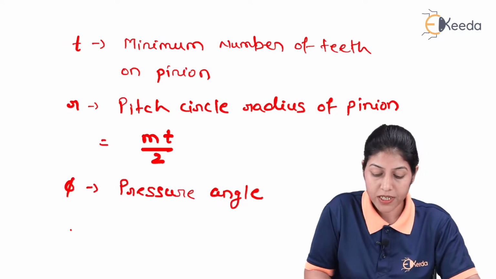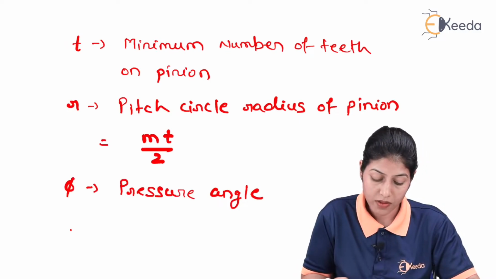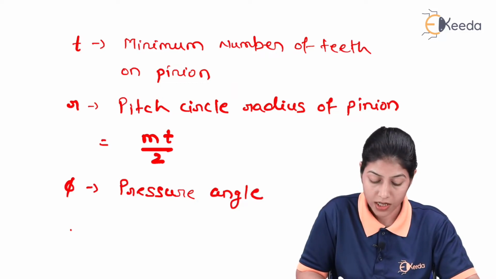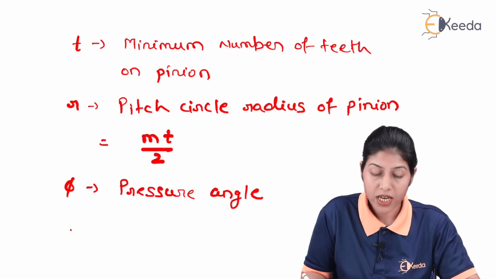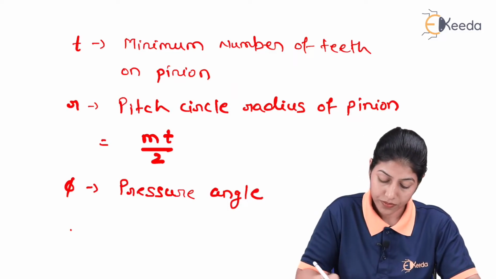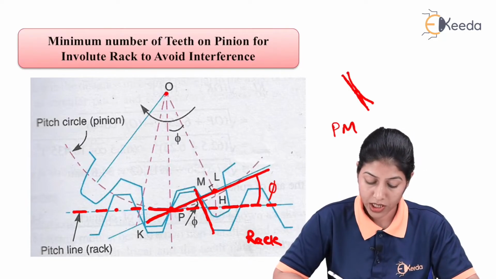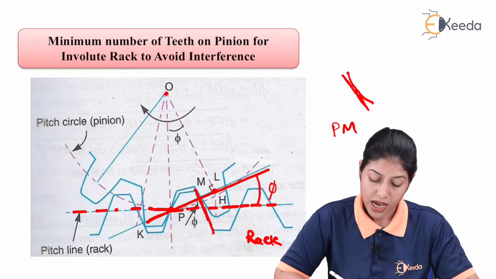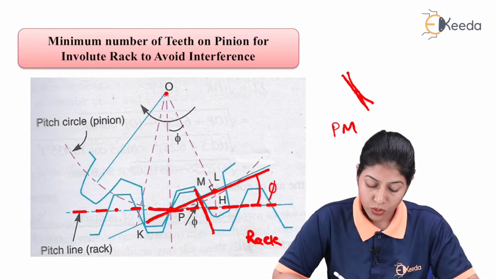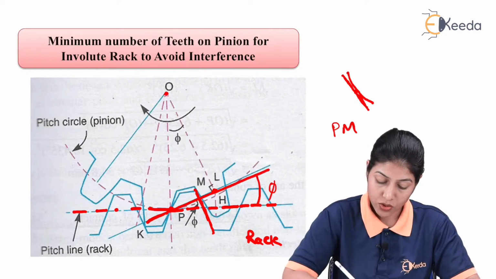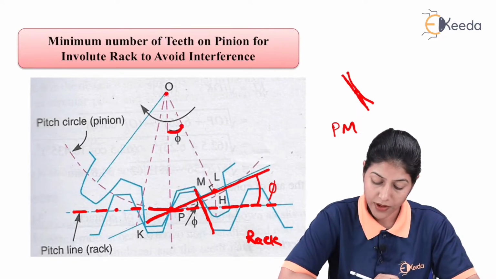So here T is representing the minimum number of teeth on the pinion. R we are considering as the pitch circle radius of the pinion, in mm. So it is equivalent to mt by 2, on the basis of the diameter of the pitch circle. Phi we are representing as the pressure angle, which is the angle between two tangents: one tangent passing through the base circle, and another tangent passing through the pitch point. So here this is phi, and this particular angle we also consider phi.